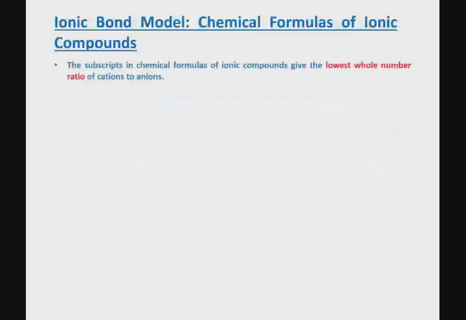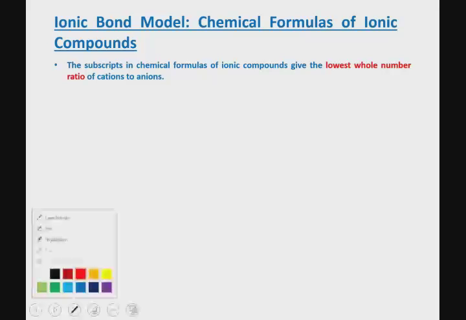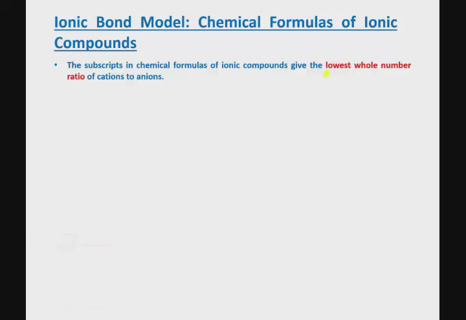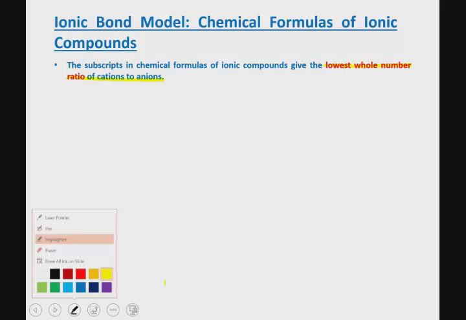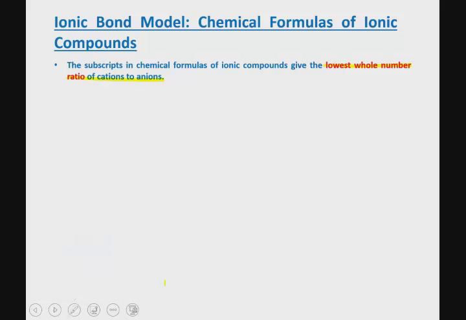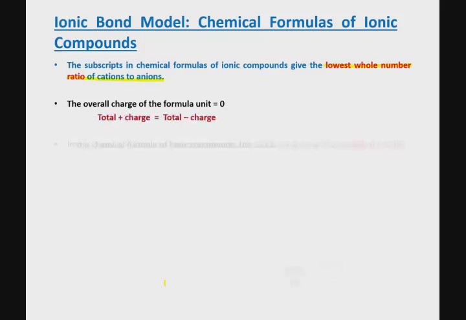So let's look at some of the highlights of a chemical formula. As we said, and this is the important one to remember, the subscripts in the chemical formula of an ionic compound give us the lowest whole number ratio of cations to anions. And I'll tell you why this is so important, and we'll keep it in mind when we write these. The overall charge of the formula unit must be 0. In other words, the total positive must be equal to the total negative.